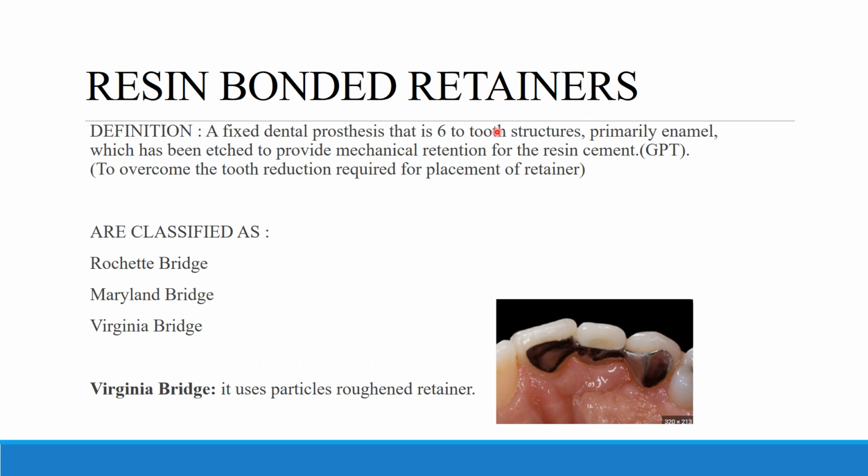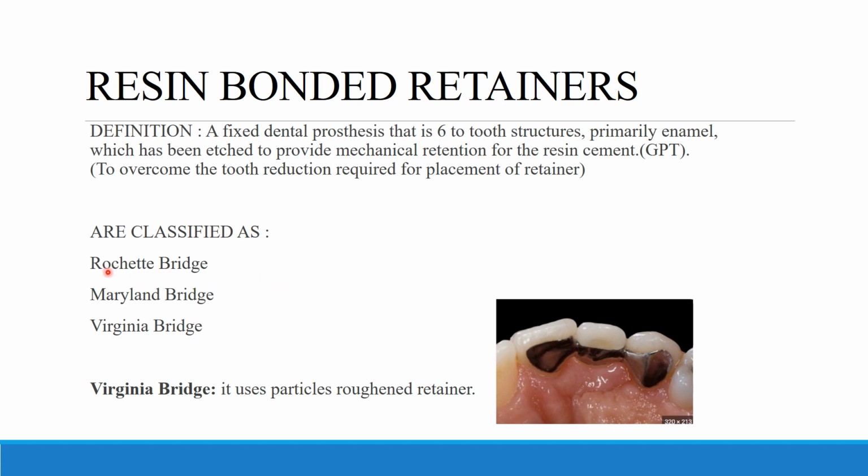Coming to resin bonded retainers. According to GPT, it is a fixed dental prosthesis that is fixed to tooth structure, sorry guys, primarily the enamel which has been etched to provide mechanical retention for the resin cement, right? To overcome the tooth reduction required for placement of a retainer. So that is the GPT definition of resin bonded retainers, right?